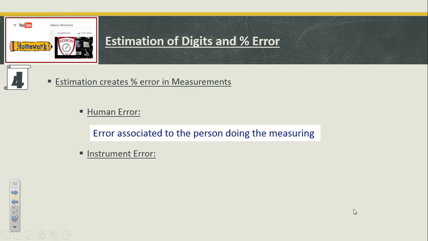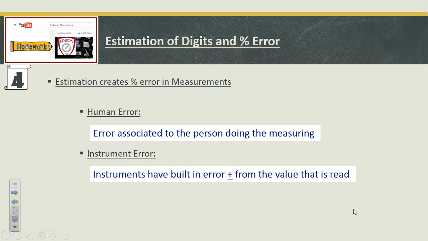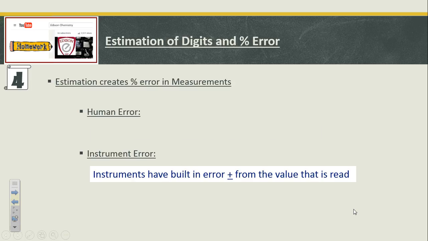Okay? So human error is associated with the person doing the measuring. How good am I using my ruler, my balance, my graduated cylinder? Maybe I'm really sloppy. That would be human error. Instrument error, on the other hand, is the error built into the instrument from the value that is read. So this is literally estimating the last digit. Rulers only have so many lines on them. If your measurement falls between two lines, there's a plus or minus in that instrument. Okay? So instruments have built-in error. The more expensive the instrument, the smaller that built-in error is.